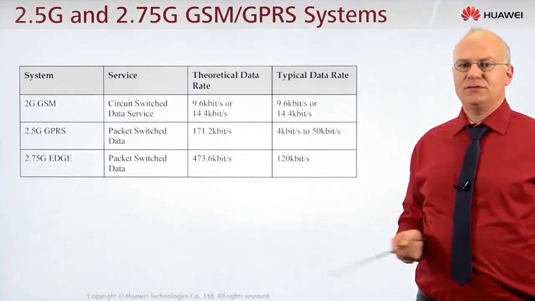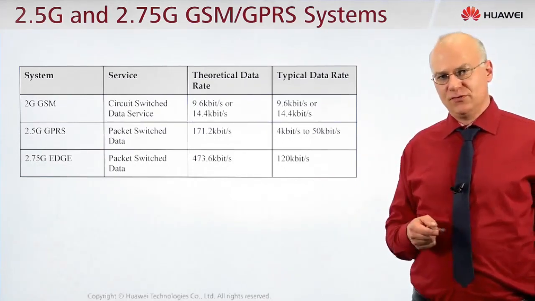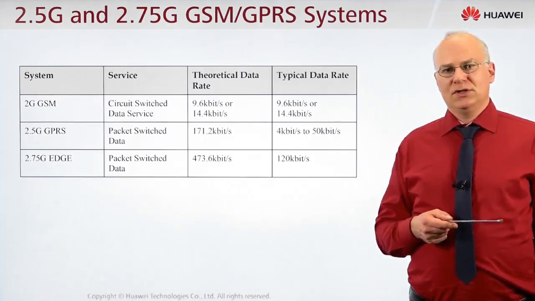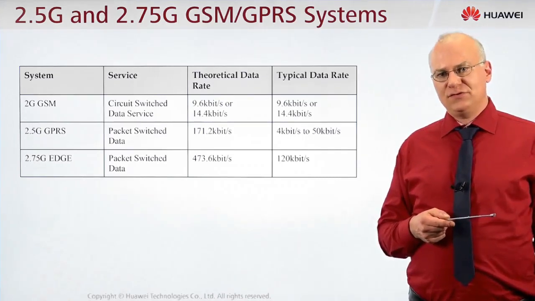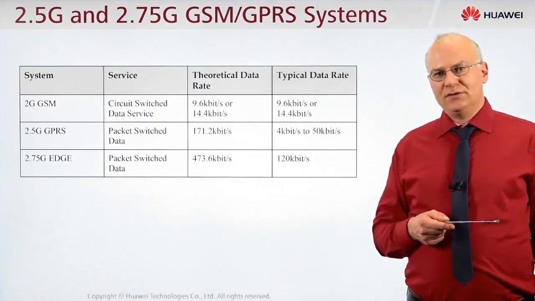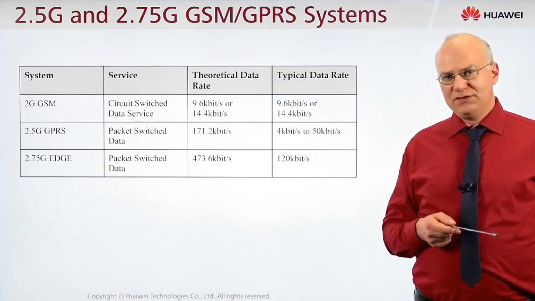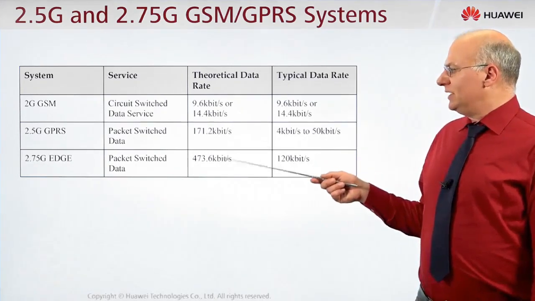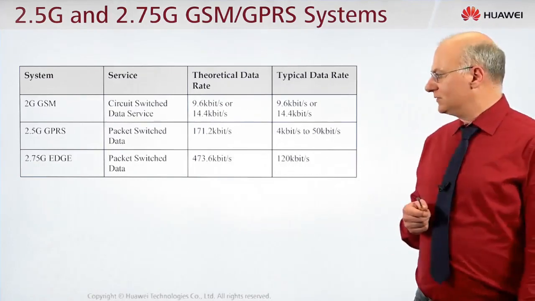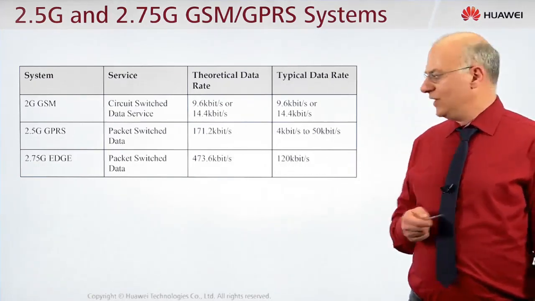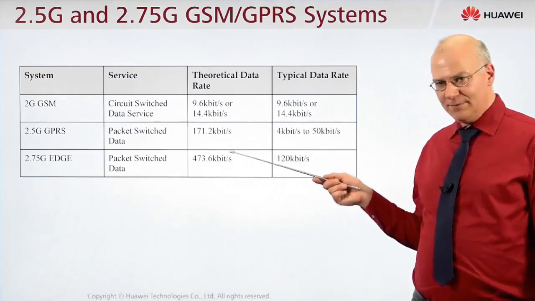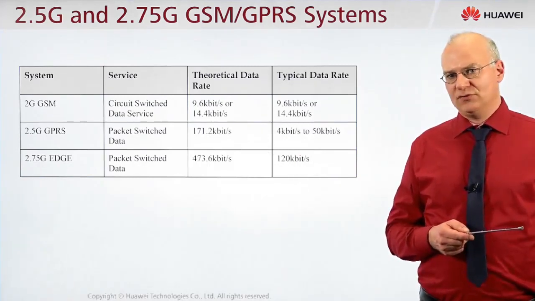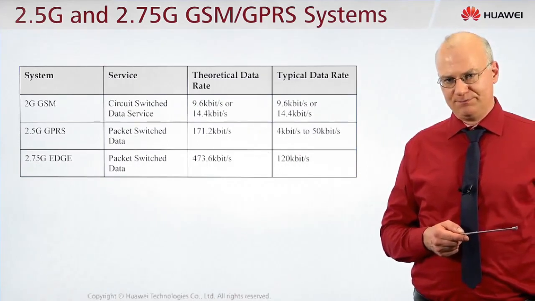The modulation was changed from binary phase shift keying to 8 phase shift keying, so offering 3 bits instead of 1 bit to be transmitted in one symbol. So consequently, the data rate is 3 times higher than for GPRS service. In theory and in practice, we can achieve data rates up to 120 kilobits per second.